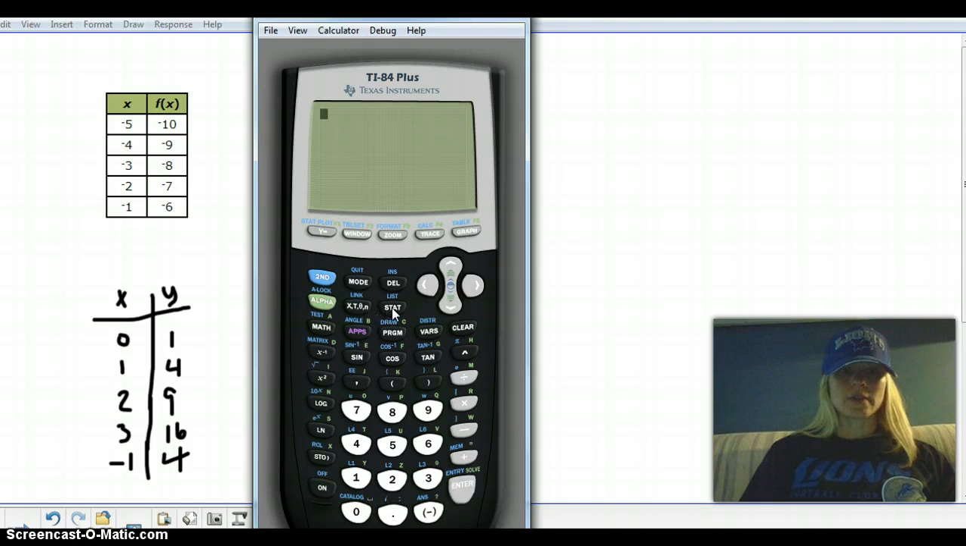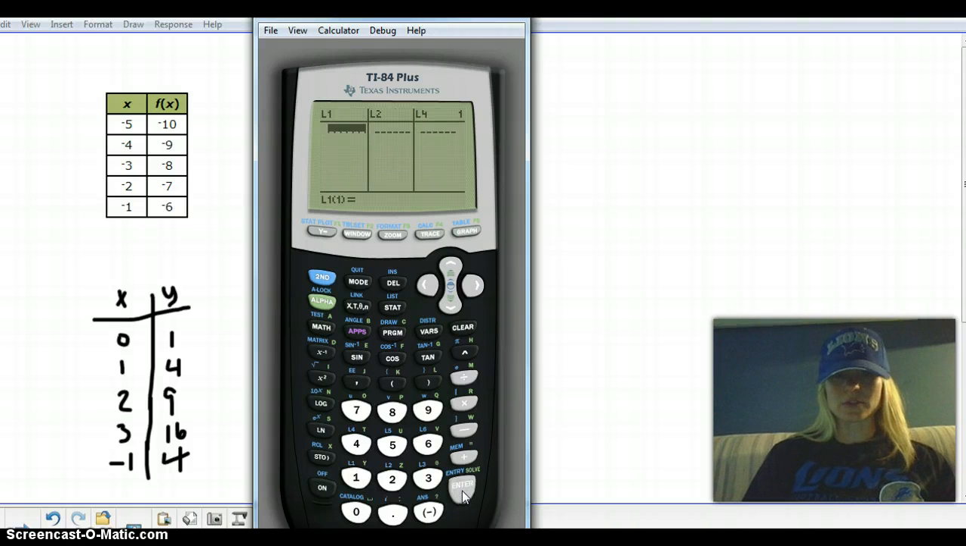So to do that, we have to hit the stat, and then we go edit, which is already highlighted, so we hit enter. So you might want to take some notes to write stat and enter. Line 1 is your x, and line 2 is your y. So they always go in the correct order that you've done them.